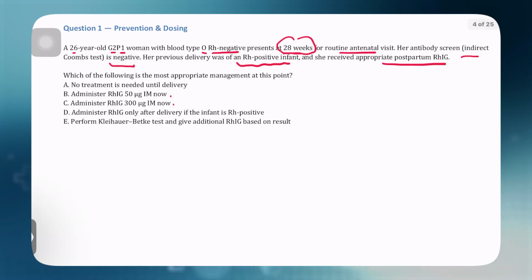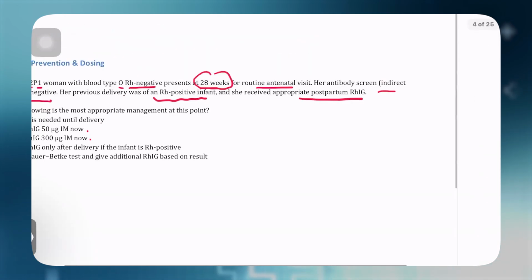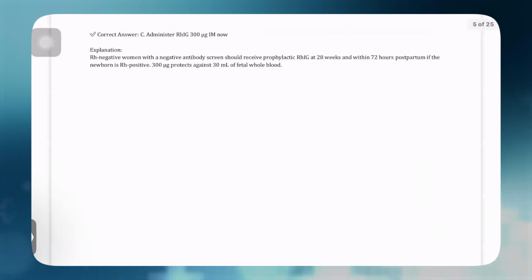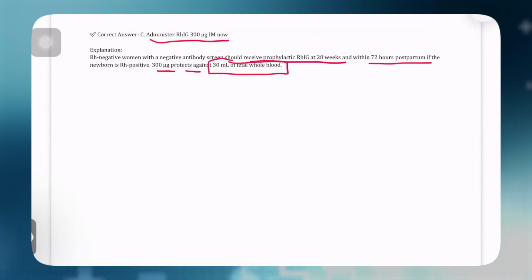Let us suppose she gets pregnant for the third time. This time around, most likely she doesn't have any antibodies, but that doesn't mean that you will not go ahead with the prophylaxis. So you will do your bit. An RH negative woman should receive prophylactic RHIG at 28 weeks and within 72 hours postpartum. So the answer is giving 300 microgram now. This question can come: 300 microgram protects against 30 ml of fetal whole blood.